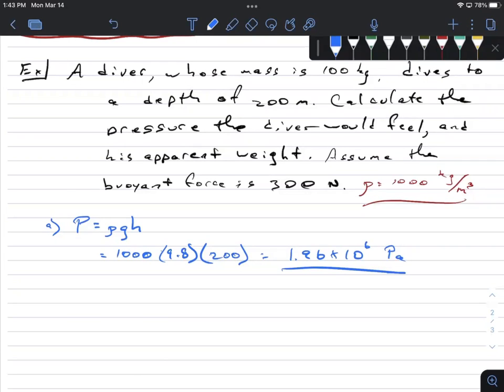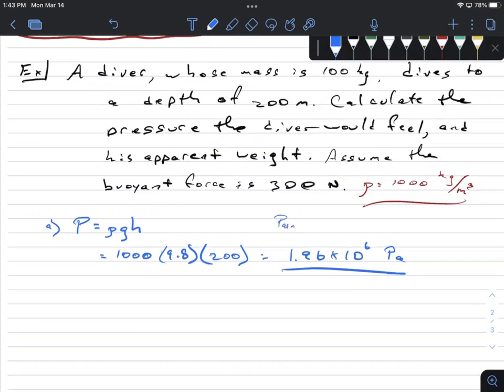Now, is this a lot? Well, I believe the pressure that you feel just sitting out in normal everyday life, sitting at your table or your chair, the pressure of the atmosphere, is about 1.01 times 10 to the 5th pascals. So this person is feeling 2 times 10 to the 6th, basically. So that's like 20 times the amount of pressure that they feel just normally on Earth. That's a big amount of pressure.